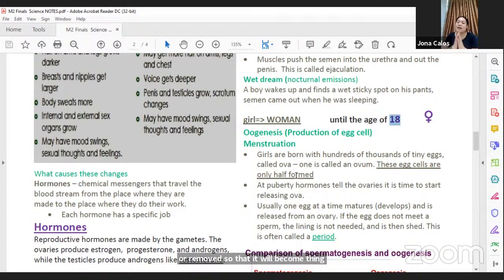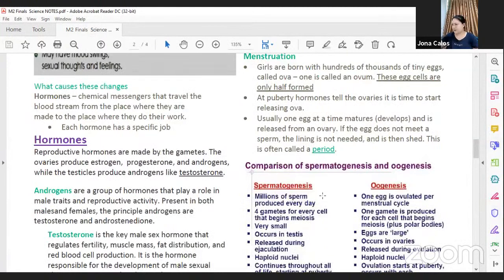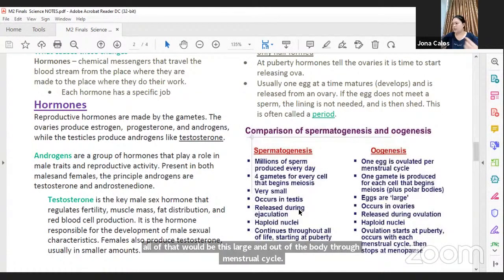The uterus only becomes thick on the third or fourth stage of the menstrual cycle, which is the luteal stage, where the uterus lining is thick. The uterus lining has 3 layers. Okay, so like the outer, the middle, and the inner layer. Again, remember 3 layers for the uterus. Okay, so all of that would be dislodged and out of the body through the menstrual cycle.